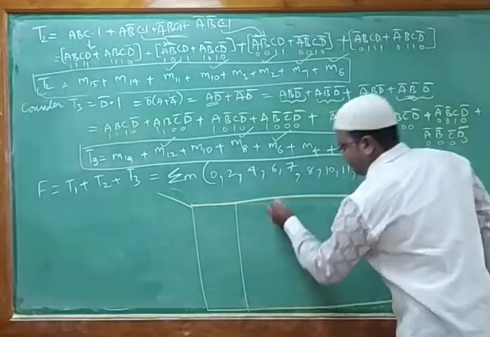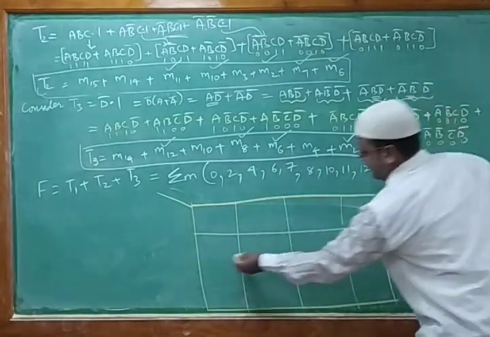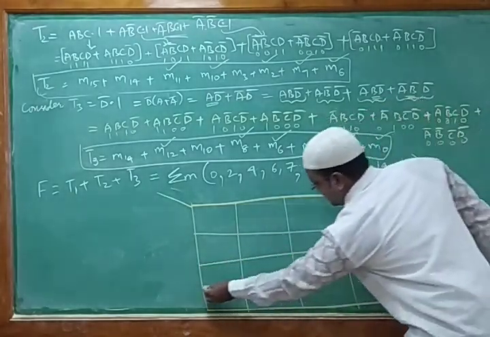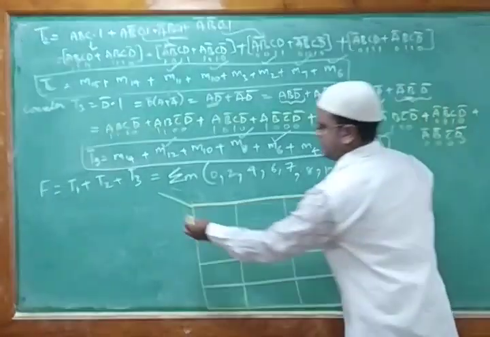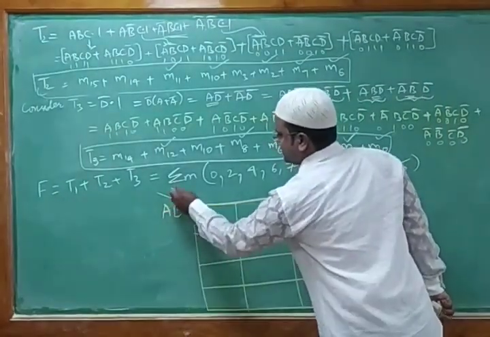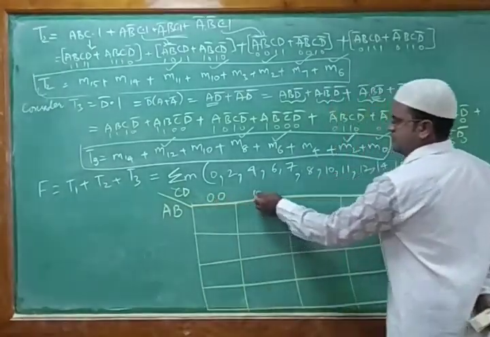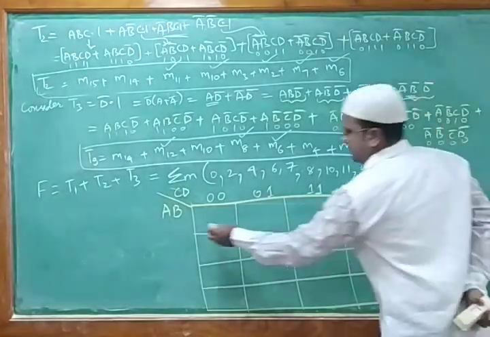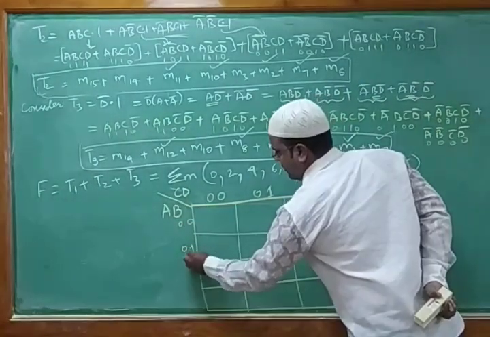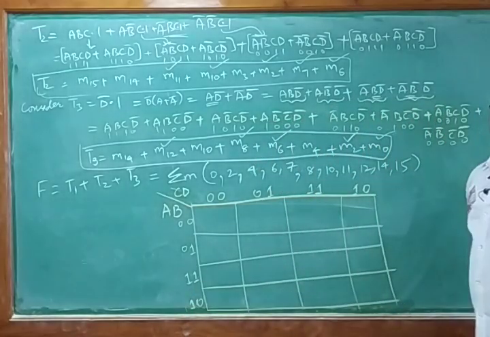For 4 variables, we need to draw 4 columns and 4 rows. What is the first value we can write over here? This is AB, and this is CD. What is the combination of the values? 0 0, 0 1, 1 1 and 1 0. Again 0 0, 0 1, 1 1 and 1 0. So these are the values we have written.